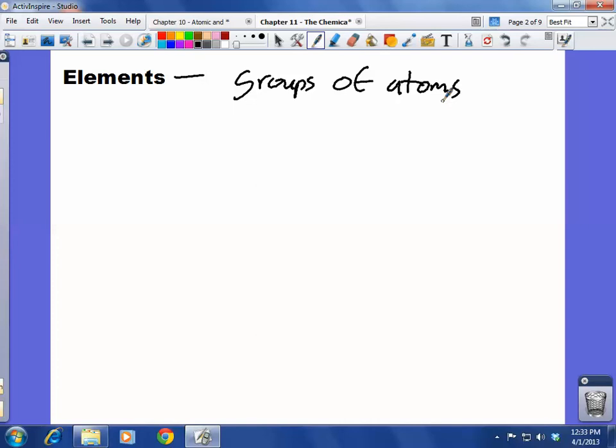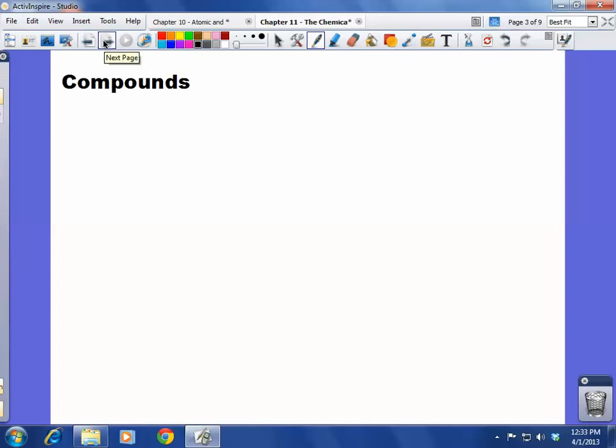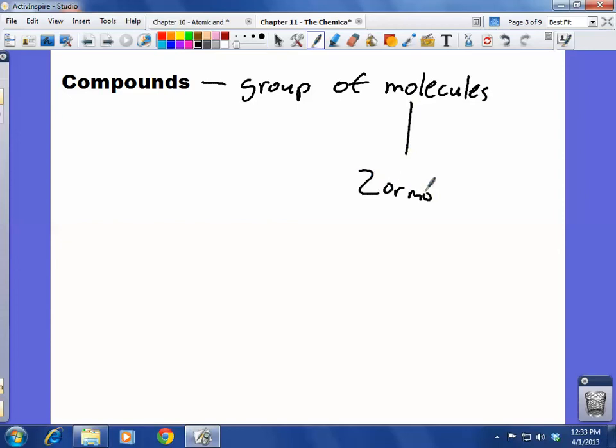Now, really where we're going to spend most of our time in chemistry is talking about compounds. A compound, like an element, is just a group of molecules. But the problem here is we have to know what a molecule is. But that's not too bad either. A molecule is just 2 or more atoms chemically bound to each other.